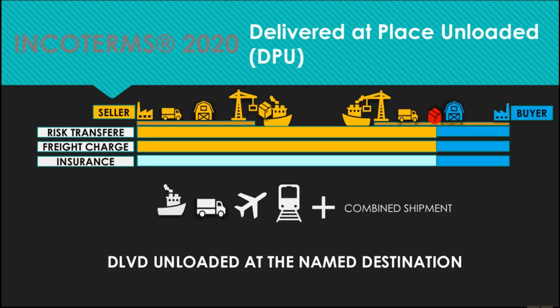Here you see the diagram of DPU. As you can see, everything is the same as DAP, except the unloading stage, which is on the seller in this case. As we said before, we can use this term for all modes of transport and combined shipment. While in combined shipment some problems may emerge, and it is not advised, it is usable.